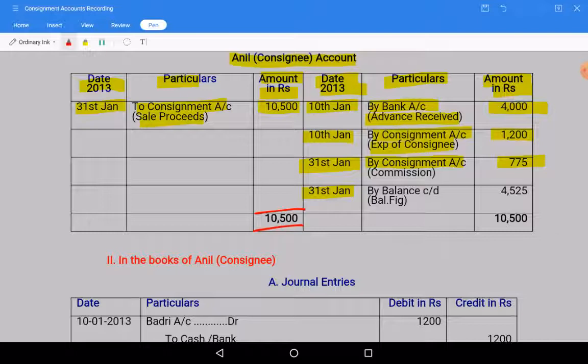Okay, 10,500 on the debit side is there, and on the credit side 1,200, 775. So if you deduct from 10,500, 4,000 plus 1,000, 5,000, 5,000 plus 200, 5,200 and 775, so 5,975 you are having.